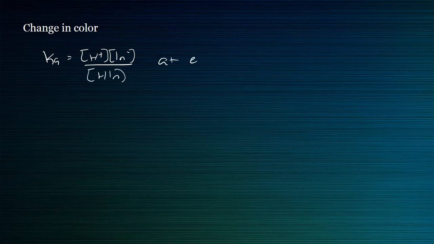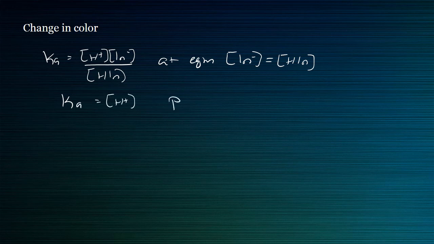So how does that change in color work? If we are looking at an acidic indicator, our Ka equals our hydrogen ion concentration times the indicator ion concentration over the acidic indicator concentration. So at the midpoint, we're going to assume that the concentration of our indicator ion equals the concentration of the original acid. So that means if we know the Ka for that indicator, that means if we know our pKa, we know our pH for the indicator.